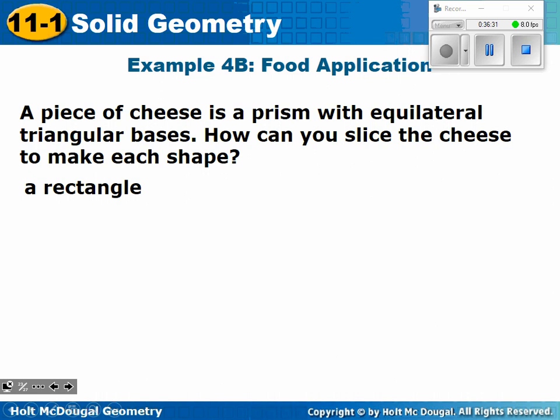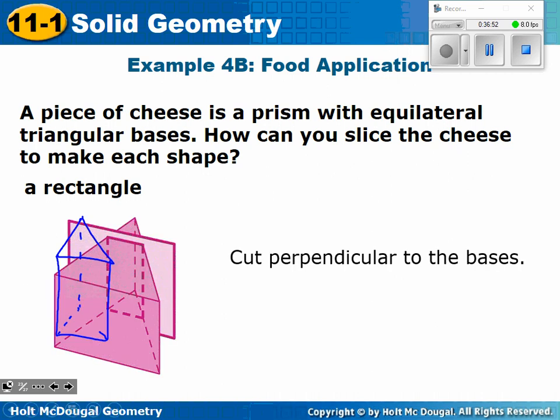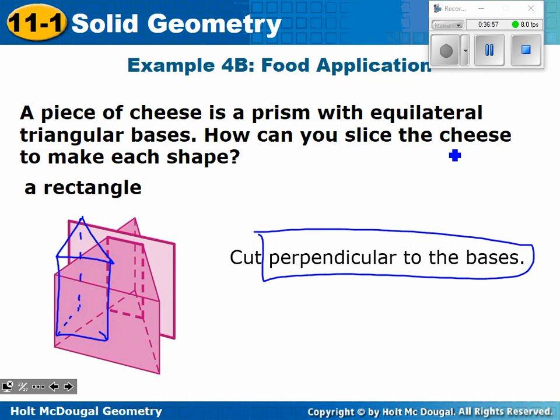Okay, this time we have the same thing, equilateral triangular bases, but we want to cut it so that we get a rectangle. How would we cut an equilateral triangular prism? Okay, so if it's like this, how would I describe that? Perpendicular to the base. Okay, use those phrases, parallel to the base or perpendicular to the base. Unless it's not parallel or perpendicular and you have to cut it diagonally. So then that's the last one.